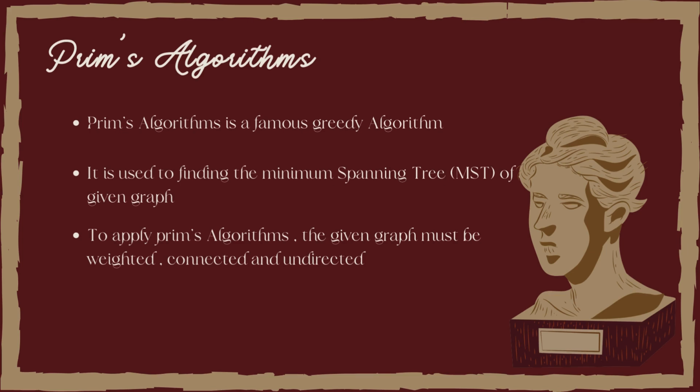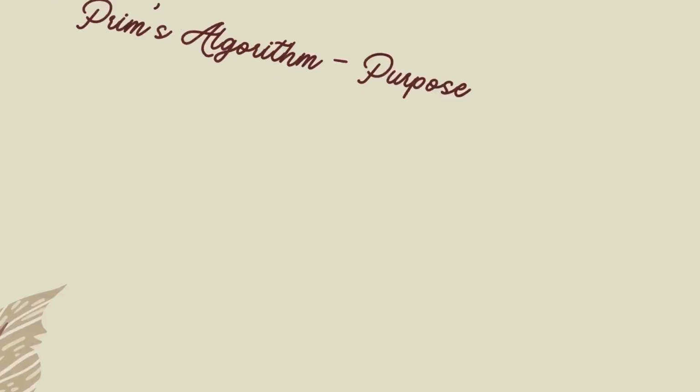To use Prim's algorithm, the graph must be weighted, connected and undirected. Each edge should have a weight, all the vertices should be reachable, and the edges should not have any direction. Overall, Prim's algorithm helps us connect all nodes in the most efficient and cost-effective way.